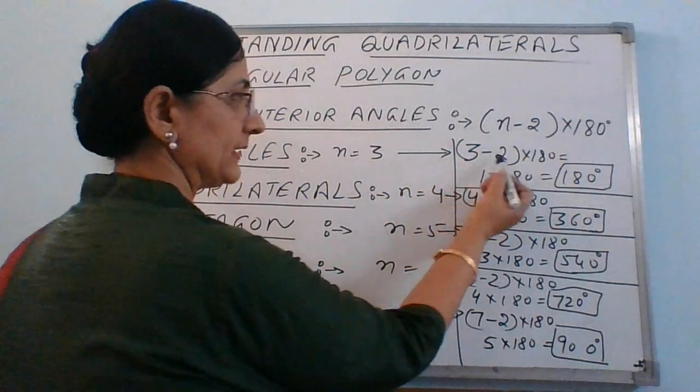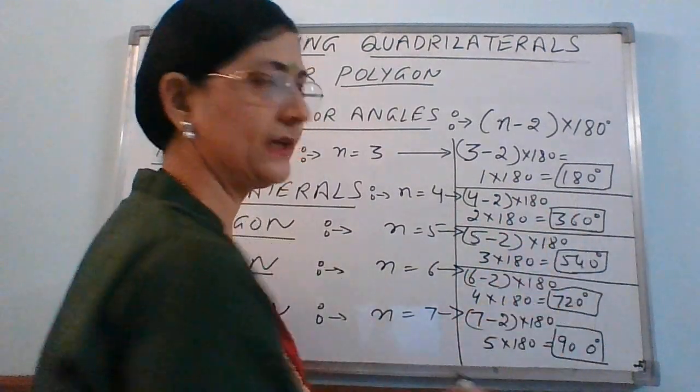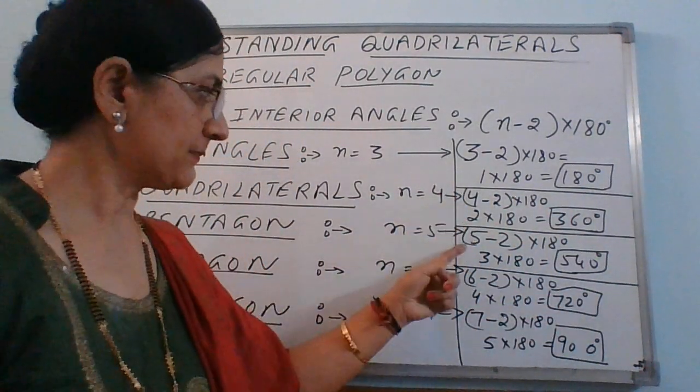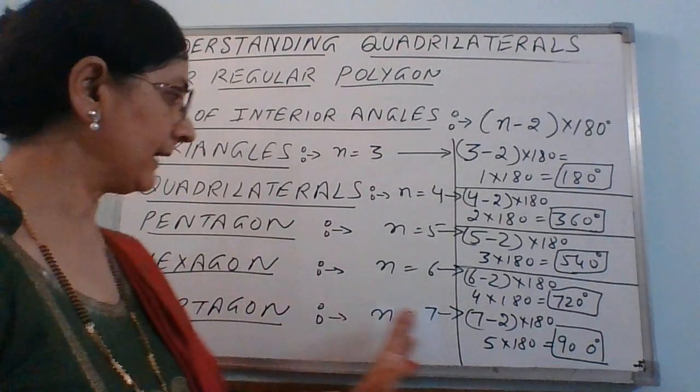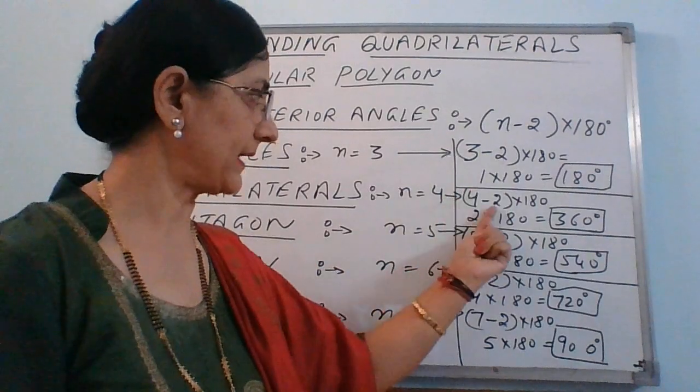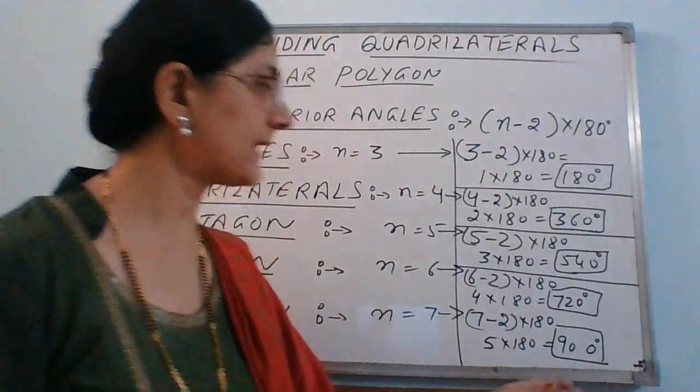So triangle का 3 था, subtract किया, 1 आया, 180 से into किया, so you got the answer 180. So similarly we did for quadrilaterals, pentagon, hexagon and heptagon. We substituted the number of sides here where it is n. We subtracted, multiplied by 180 and we got these angles.